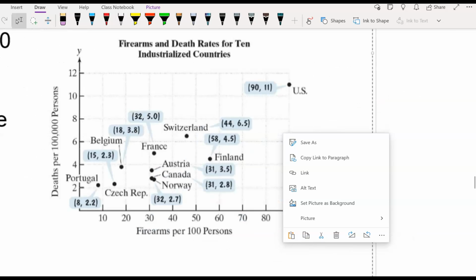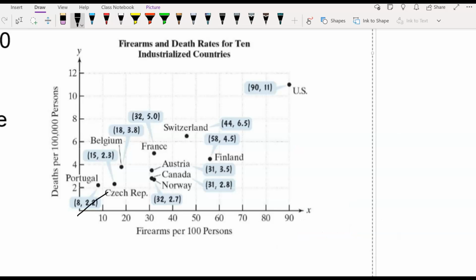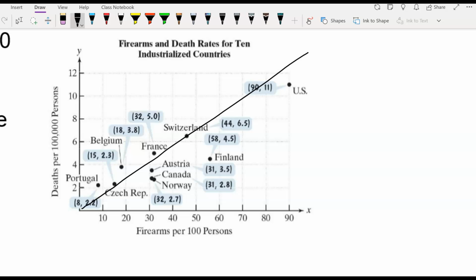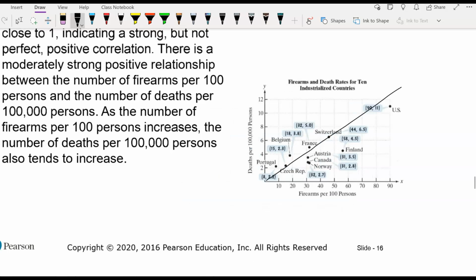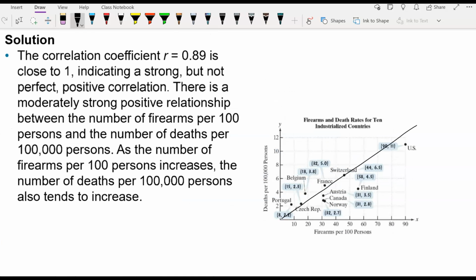So if we look here, you can see, like if we did a line here, they kind of fall within that line, and it's a positive correlation between those, that they fall within a little bit of each other. So that's what that means, that correlation coefficient. It means that they respond to each other in a positive way.